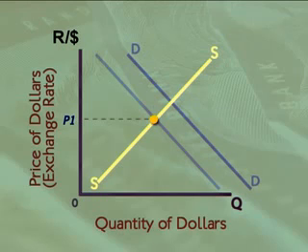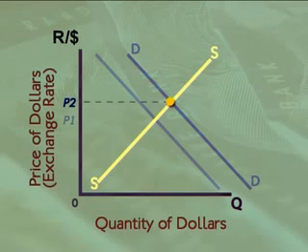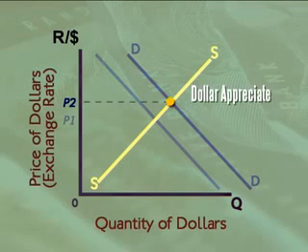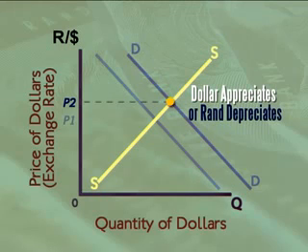Now, if the demand for US dollars increases, the demand curve shifts to the right and a higher price is set where this new curve intersects with supply. South Africans now have to pay more rands for each dollar. Depending on where you sit, the dollar has either appreciated against the rand or the rand has depreciated against the US dollar.